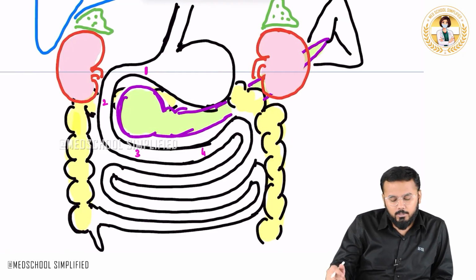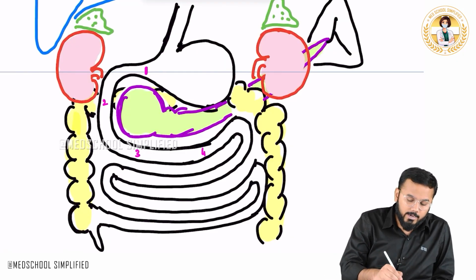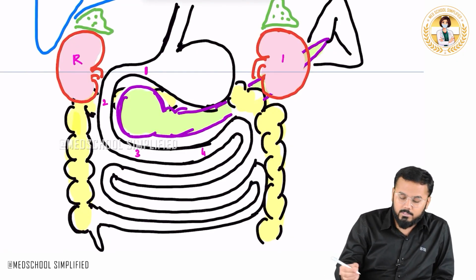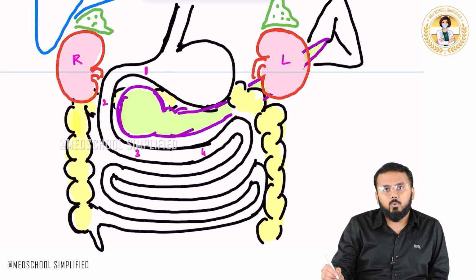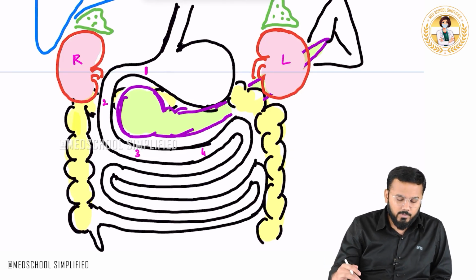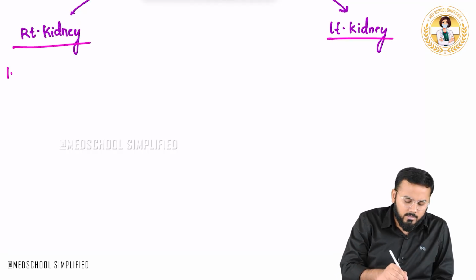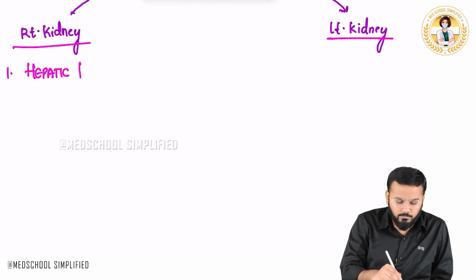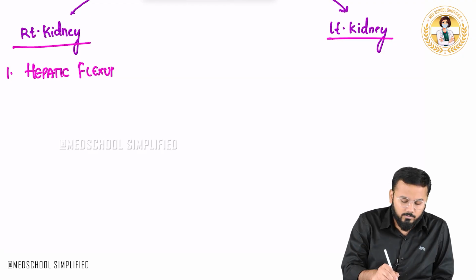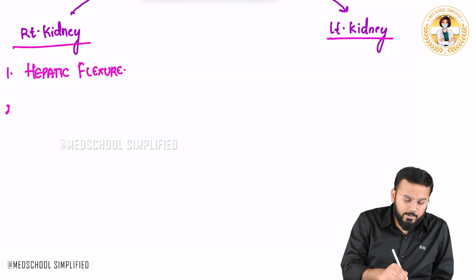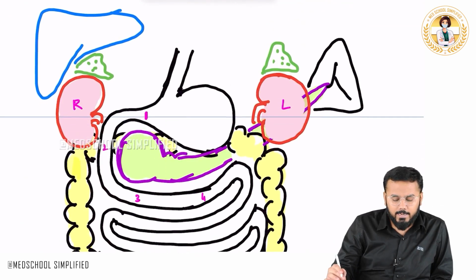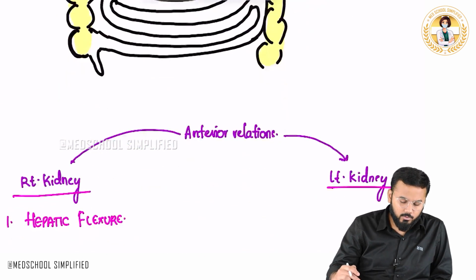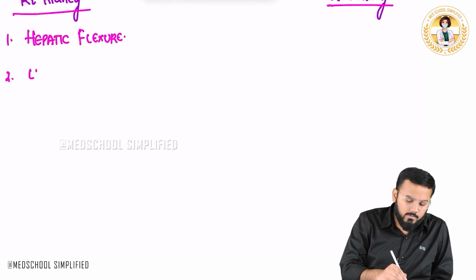Concentrate on the right. This is the right, this is the left. Now look at the right kidney. Do I have the hepatic flexure or not? I have the hepatic flexure on the right. So the right kidney has the hepatic flexure. Second important thing, near the right side, what is in relation with the right kidney? Is the liver in relation with the right kidney or not? Yes, so even the liver.